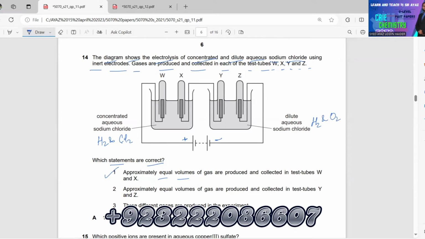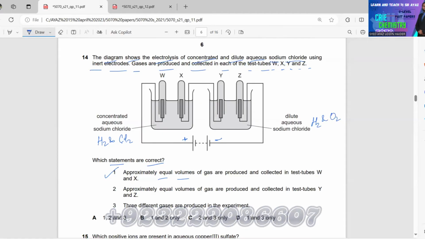What about number 2? Approximately equal volumes of gas are produced and collected in test tubes Y and Z. In Y and Z, we are getting hydrogen and oxygen. We are not getting equal volumes of gas.